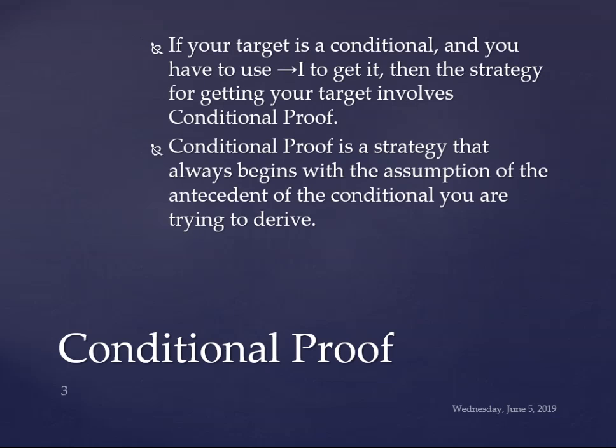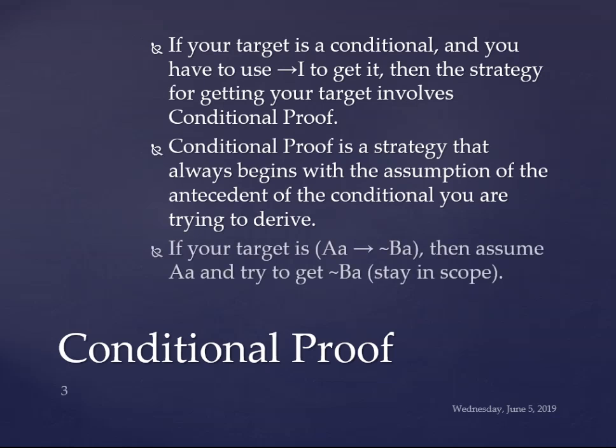So the answer to your question, how do I know what to assume when I have to derive a conditional? Well, you always assume the antecedent of that conditional. And then you try to work out whatever the consequent of that conditional is in the subderivation. So if your target is A arrow not B, then you assume A, and then you try to deduce not B and stay in the scope of the subderivation. That's all conditional proof means. That's what we've been doing in the last assignments and lectures; we just haven't given it this formal name.